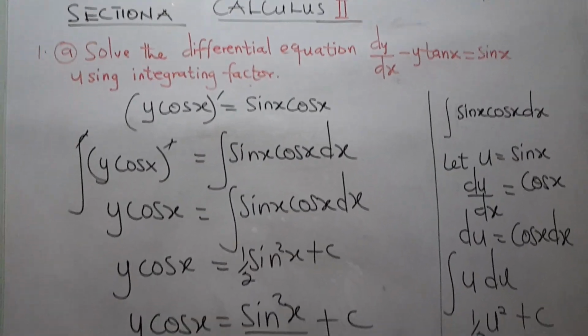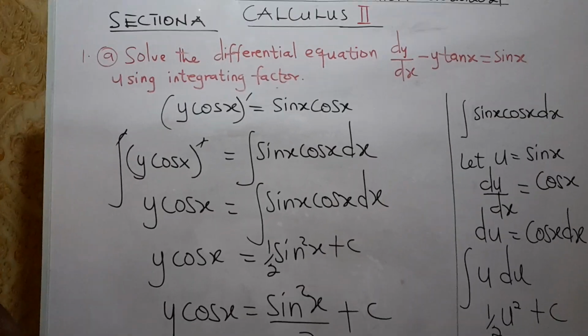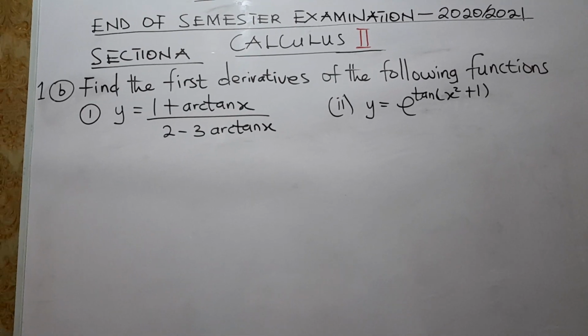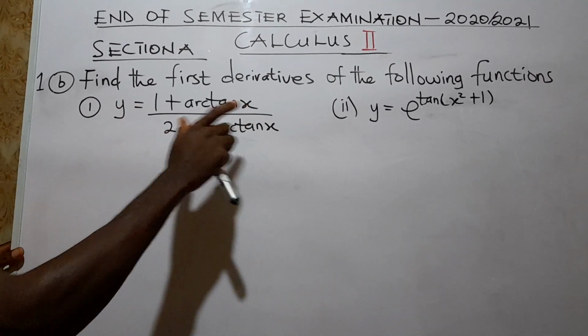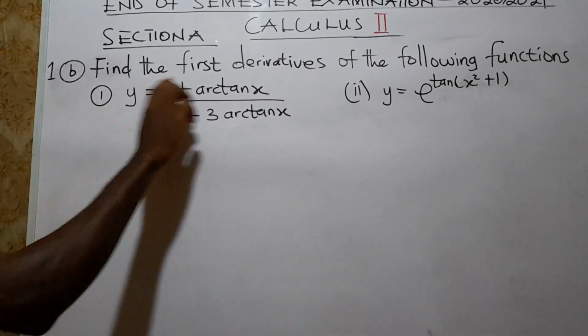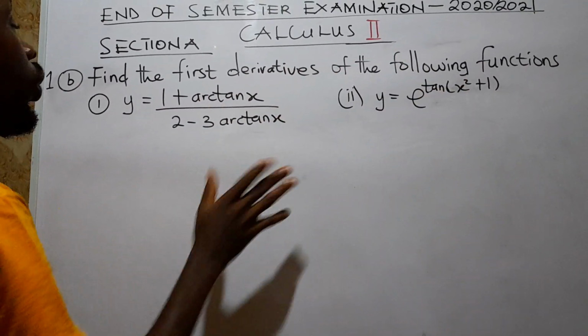The next thing is we solve the B aspect of question 1. The first question we solved, the A aspect, was worth 10 marks. Then the B aspect is also 10 marks. This is 7 and that's 3 marks. So now let's solve this. Find the first derivative of the following functions.